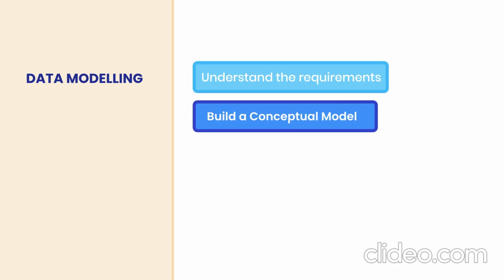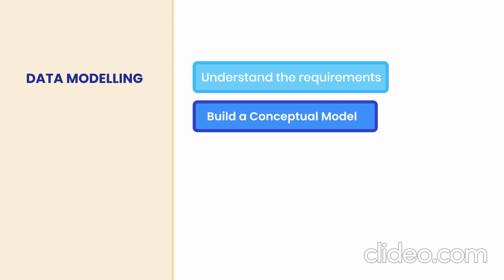Once you collect all this information, your next step is to build a conceptual model of the business. And this involves identifying the entities or things or concepts in the business and their relationships with each other. A conceptual model is just a visual representation of these concepts that you use to communicate with the stakeholders so you know you're both on the same page.